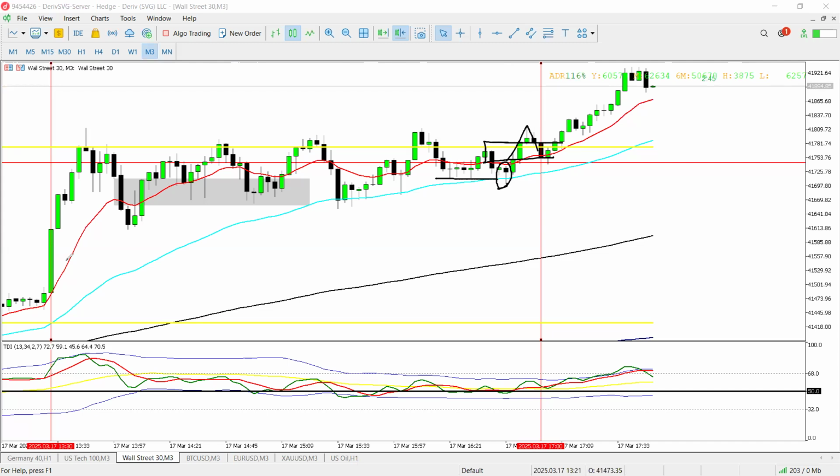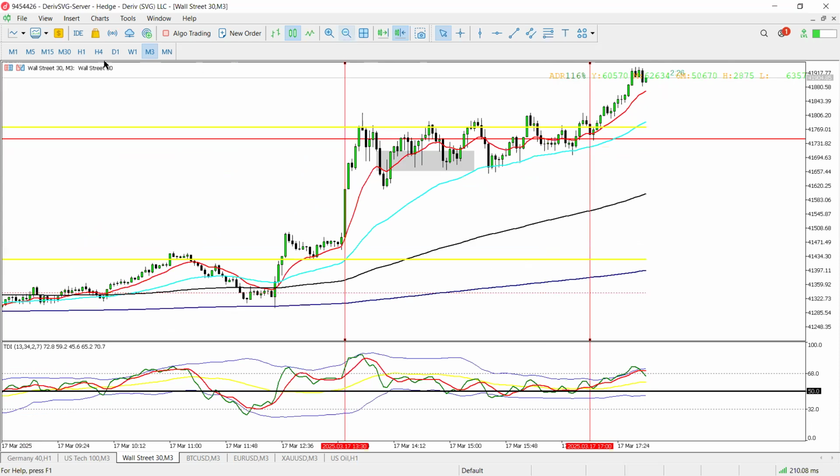Price also retraced into this imbalance here, which was imbalance or fair value gap, which was in line with the order block as well. Price also retraced into the 13 EMA and this zone, this red line you see here, which was the New York open on Friday, if I'm not mistaken.